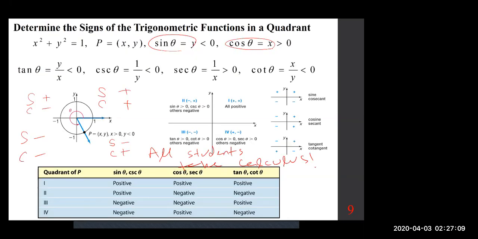In the first quadrant, all of them are positive. Second quadrant, just the ones with S are positive, in this case sine. Then the third quadrant will be tangent, and the fourth quadrant will be cosine. That's how I remember.